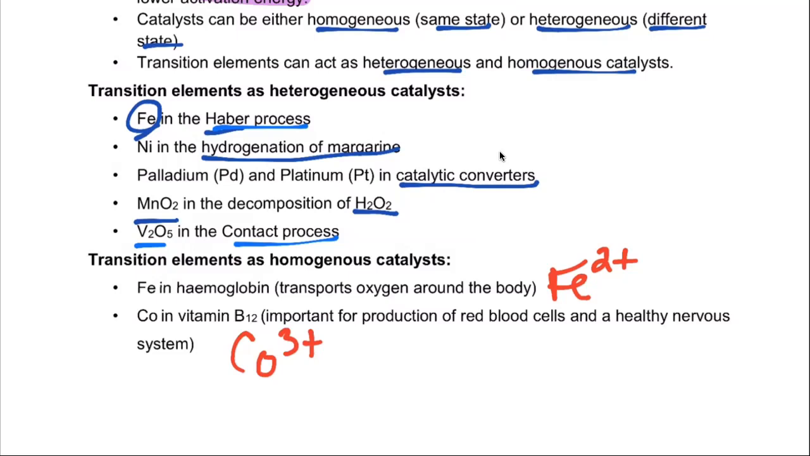supplements that have these types of transition metals in them because they're important. They act as these catalysts and they help a lot of our bodily functions, and they just help us to be healthier and things like that.